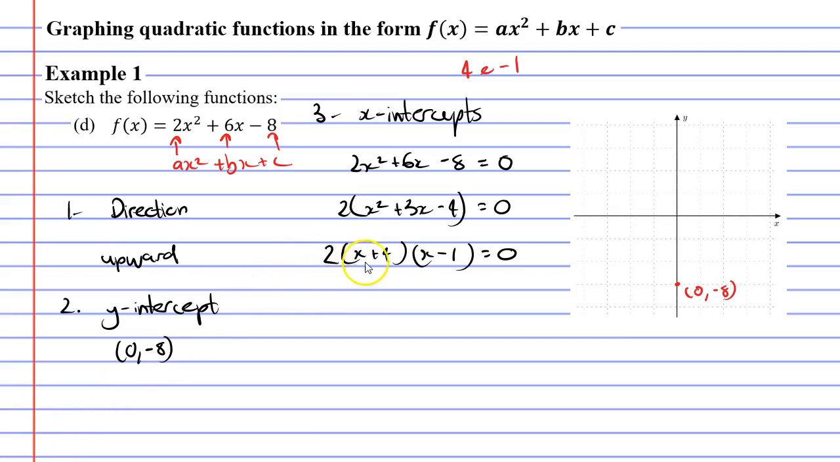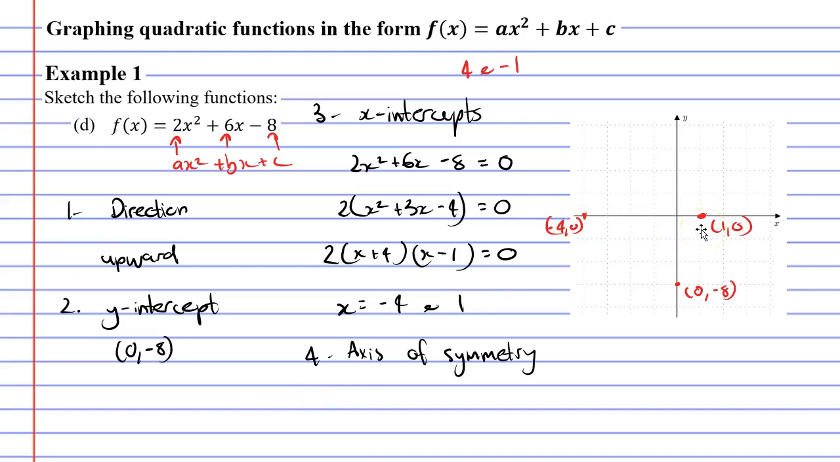Now, when you find solutions to a function like this, the 2 is actually irrelevant. The answers we're going to get are -4 and positive 1. And that's because -4 is the opposite of positive 4, and positive 1 is the opposite of -1. So I'm going to label my two x-intercepts as 1, 0, and also -4, 0. The next thing I need to find is the axis of symmetry. This will occur halfway between my two x-intercepts.